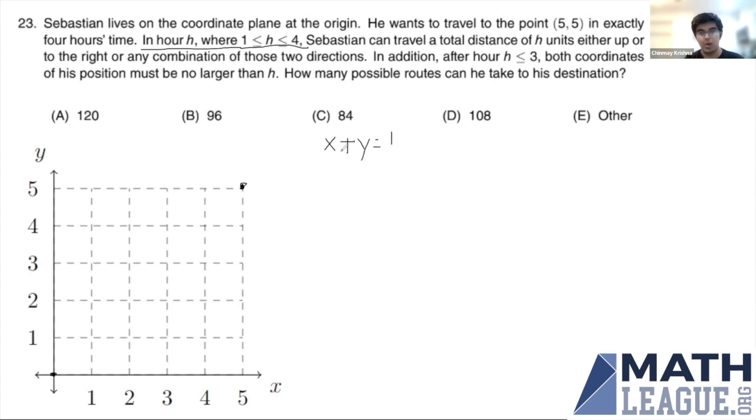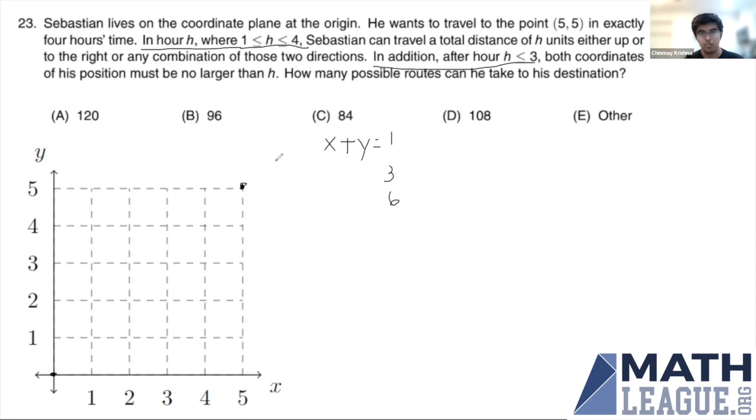So x plus y equals 1 after 1 hour, and then after 2 hours, x plus y would have to be 3, and then after 3 hours, x plus y would have to be 6. And let's look at the other condition, that after hour h, where h is less than or equal to 3, both coordinates must be no larger than h.